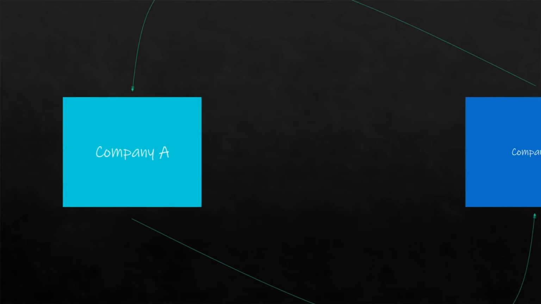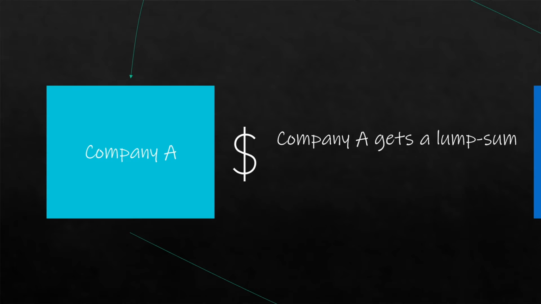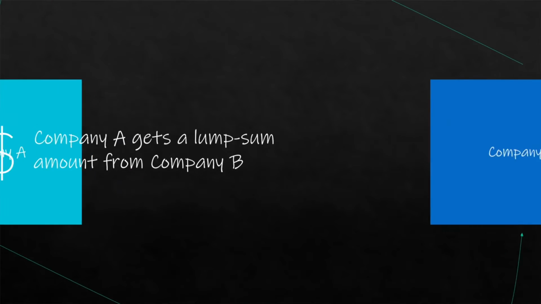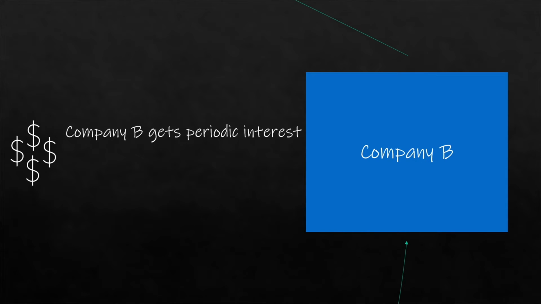Let's take a look at Company A. In a typical bond transaction, one of the companies is going to receive some cash up front, a large lump sum payment. So here, Company A gets a lump sum amount from Company B. Going over to Company B, Company B is also going to get payments, but they're a little more complicated. Company B gets periodic interest and a one-time lump sum from Company A.